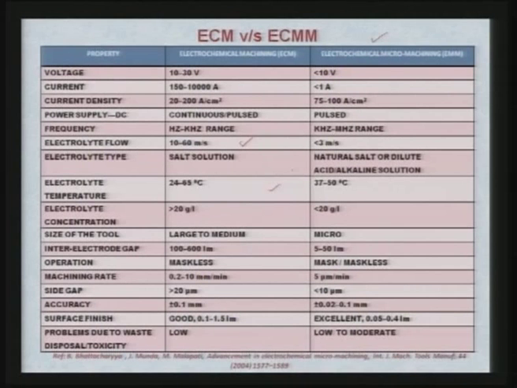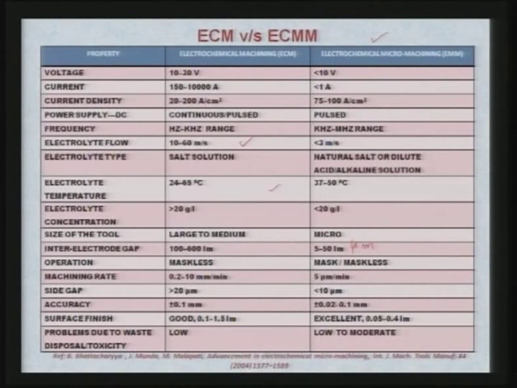Size of the tool is large to medium in macro machining, while in micro machining it is definitely a micro size tool, and the inter electrode gap is very small in micro machining, that is 5 to 50 micrometer. You can use the operation as a mask operation or maskless operation in case of micro machining, and the machining rate in micro machining is 5 micrometer per minute or so. These are certain figures, but they will vary depending upon what parameters you are choosing.